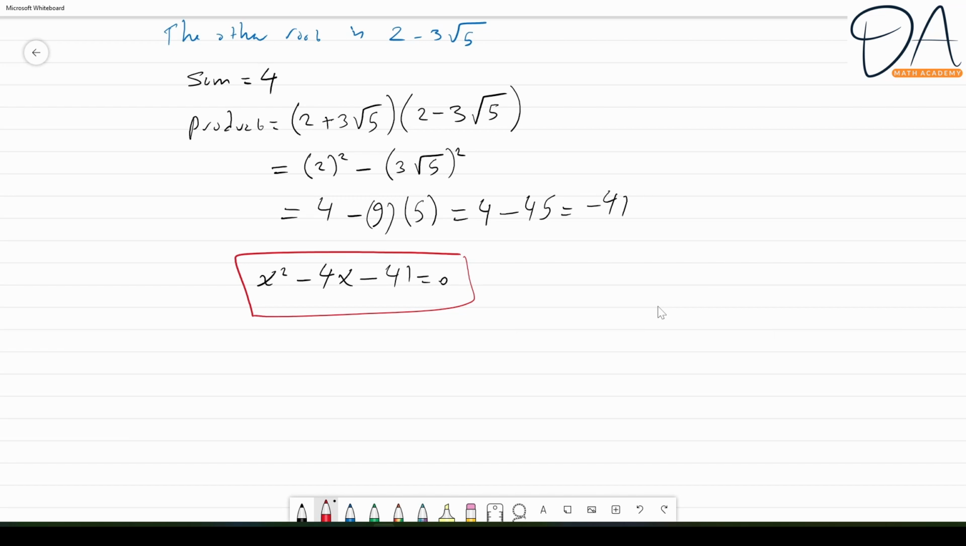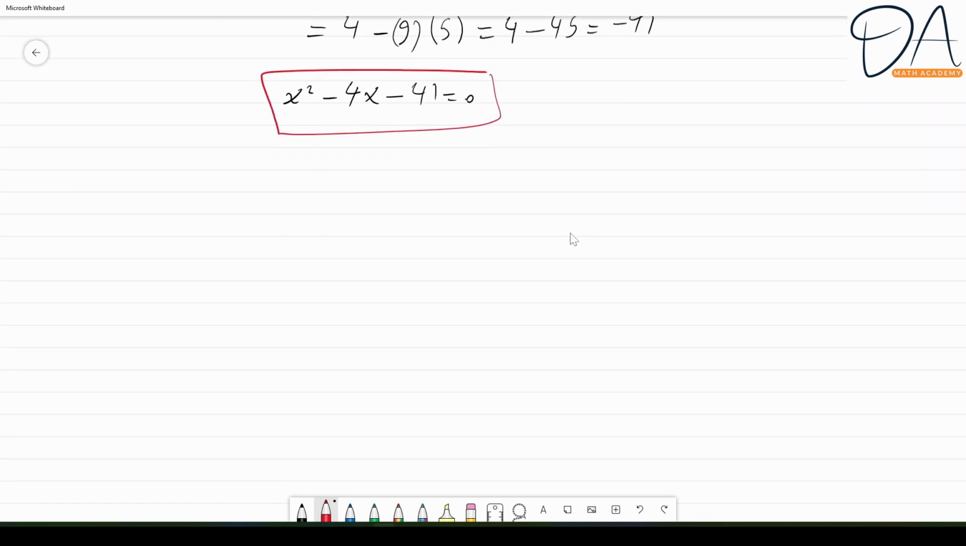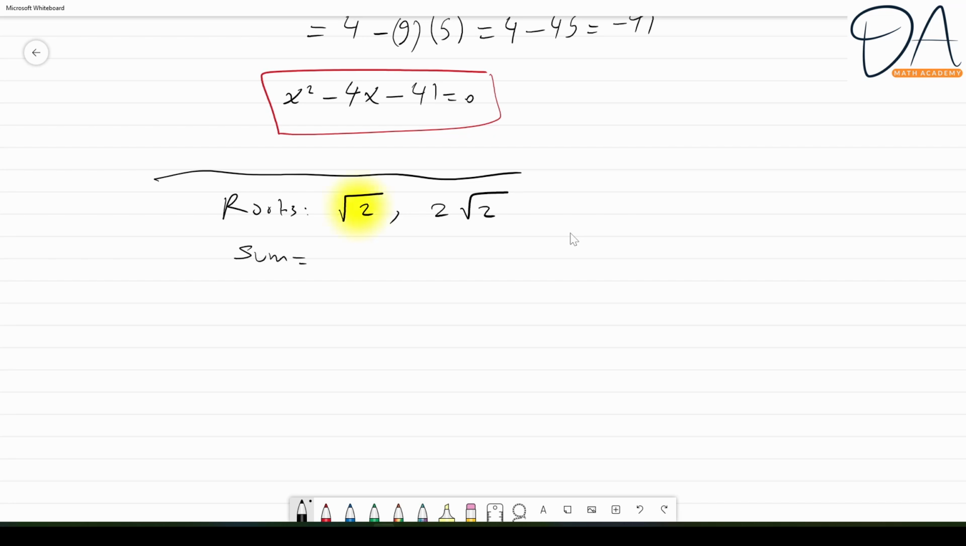Now let's look at another example. This example is very important. We'll use it to illustrate a very, very important point, so pay attention. Now let's say the roots are square root of 2 and 2 square root of 2. To solve it, we follow the usual procedure. The sum: you have square root of 2 and 2 square root of 2, so square root of 2 will be a common factor. So 1 plus 2 will give you 3, 3 square root of 2.